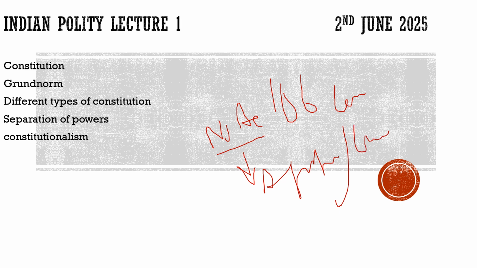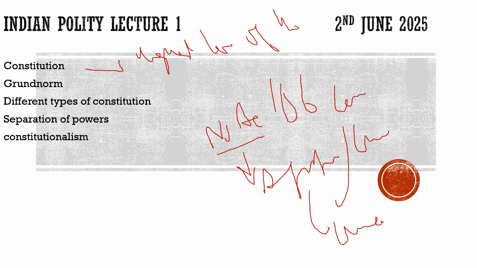It violates the principle of separation of powers: if the executive started appointing the judges, then judges would always be under pressure from the executive, and they would work accordingly. So the Supreme Court said it is unconstitutional. So what is the constitution now? The constitution is the highest law of the land, from which other laws are derived.